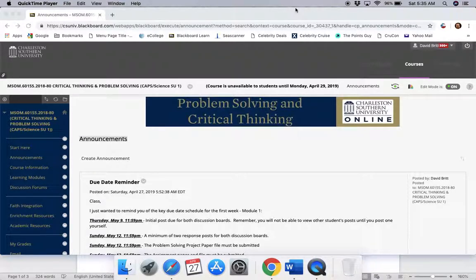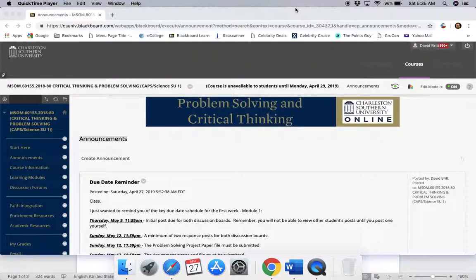I'm thinking that chances are most of you, if not all of you, have had me in a class before, so what I wanted to do was give you an overview of what to expect over the next 7 weeks in problem solving and critical thinking. I say this about all my classes, but honestly, I think this is true.